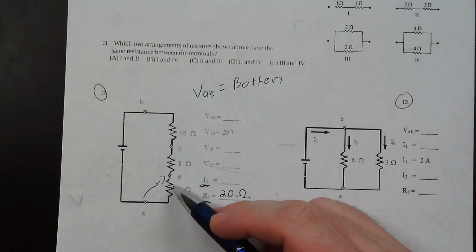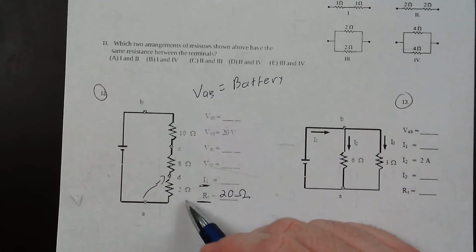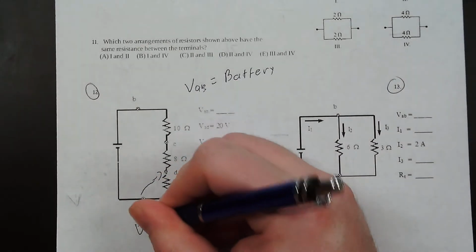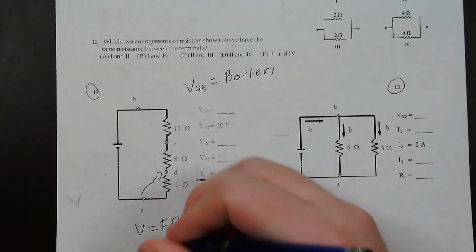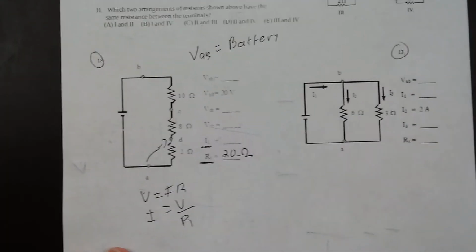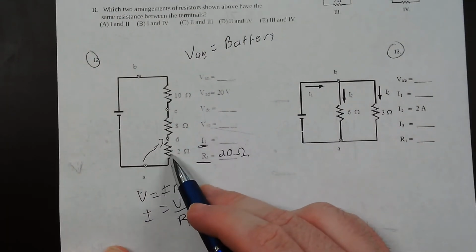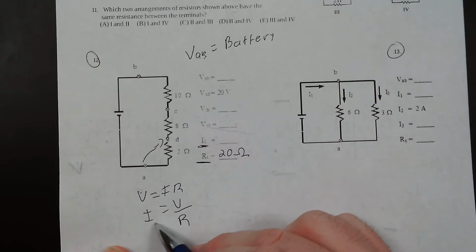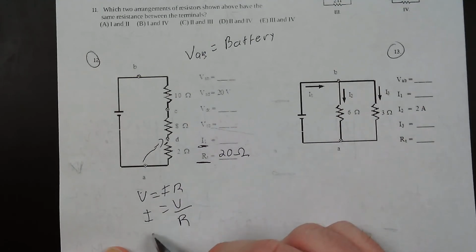So I know the voltage for this resistor, I know the resistance for this resistor, I can then calculate the current for this resistor, okay, by using V equals IR. Or in this case, I equals V over R. Okay? I can take the voltage for this resistor, divide it by the resistance of that resistor, and that'll give me the current. In this case, the current for the whole circuit because it's the same.